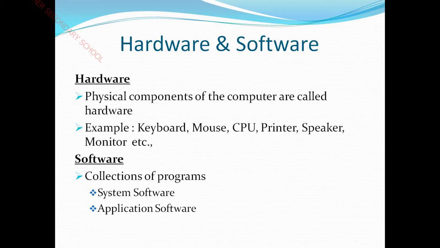Those parts you can see with your eyes, and also you can touch them, isn't it? So those parts are called hardware, and some of the hardware parts are embedded into the CPU. Those parts we couldn't see because they are embedded into the CPU. So what parts are inside the CPU? One is SMPS, another one is hard disk, next motherboard. Those are called hardware devices.